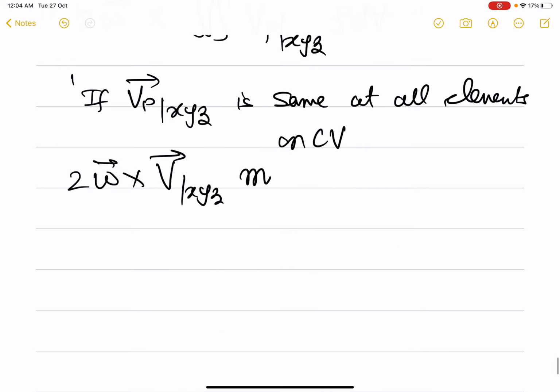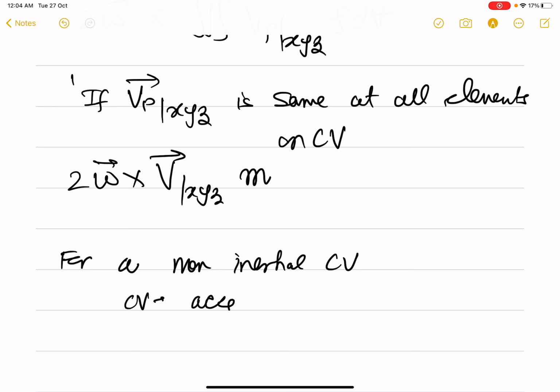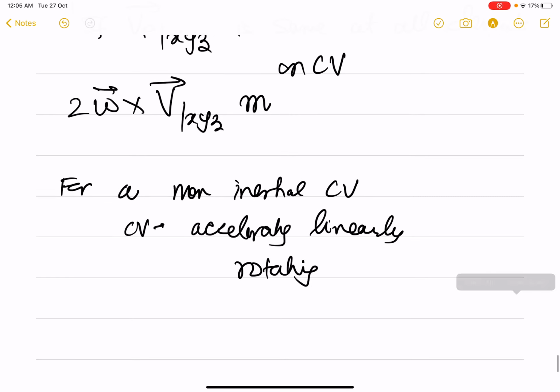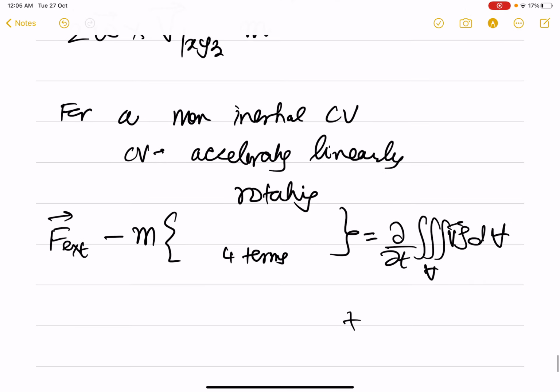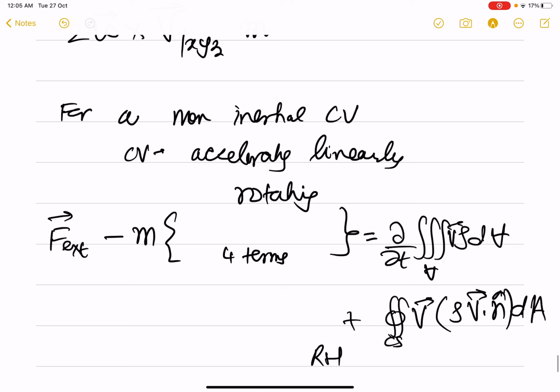And so what we get, for a non-inertial control volume, so a control volume which is accelerating either linearly or a rotating control volume, is F external acting on the control volume minus m times these 4 terms, equal to d by dt of the volume integral of V rho dV plus the integral over the control surface of V times rho V dot n dA, where once again on the right hand side V is relative to the control volume. So this is how we can solve these problems.